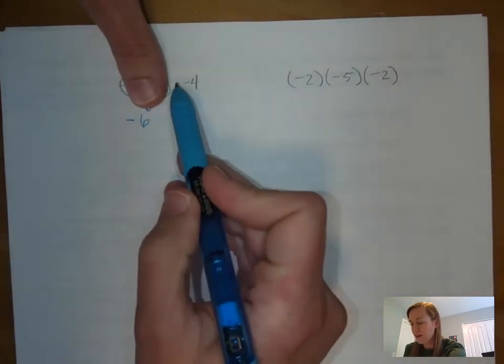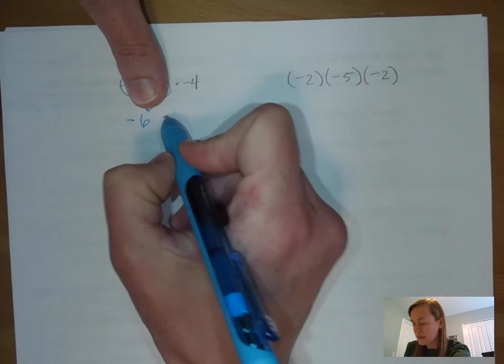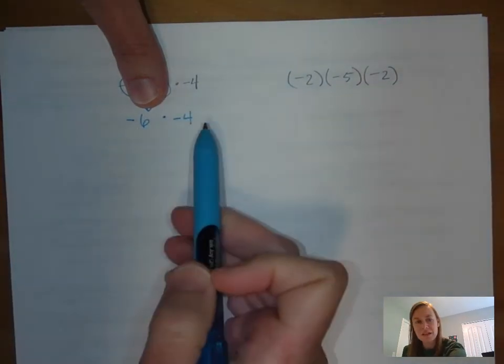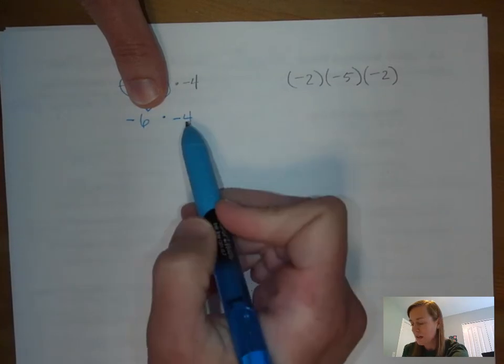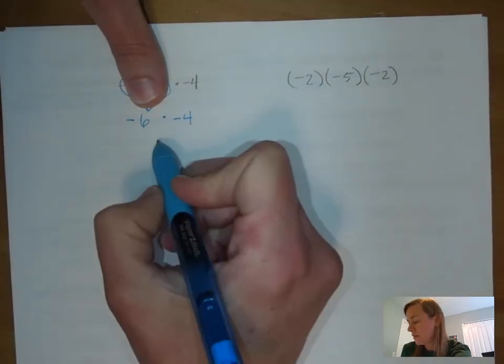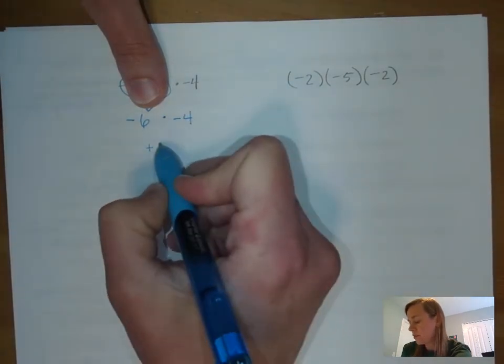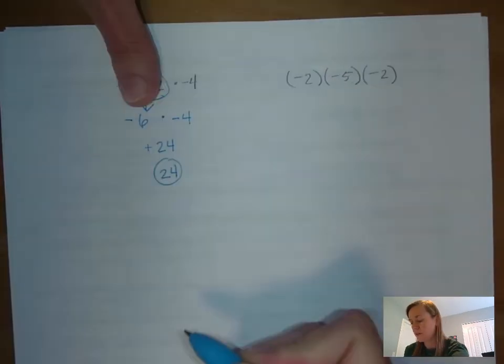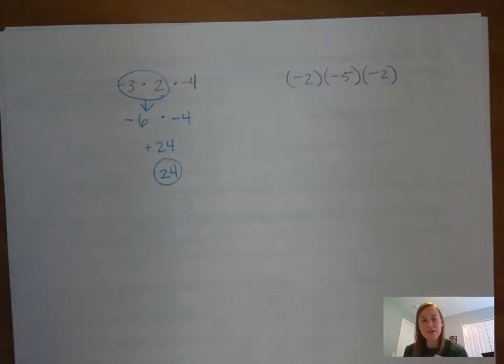Now let's finish it off by copying this down. Now we have -6 times -4. A negative times a negative equals a positive. And 6 times 4 equals 24. So you know your final answer is just going to be 24 there. So just break it down into 2 numbers at a time.